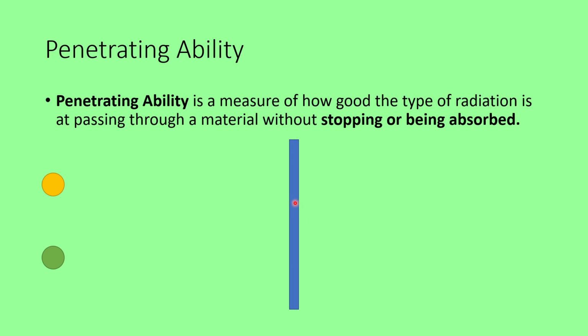Now, penetrating ability is a measure of how good the type of radiation is at passing through a material without stopping or being absorbed. So we have 2 types of radiation here, yellow and green. If the yellow one tries to pass through this barrier, it's just stopped or absorbed. Its energy goes into the material. The green radiation, however, is able to pass straight through. So we say that the green radiation has a high penetrating ability and the yellow one has a low penetrating ability.